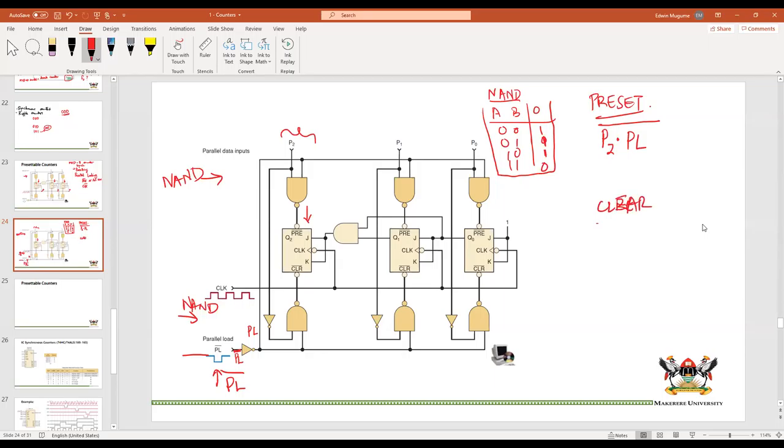And if we want to clear, we have another NAND gate now moving into here. In this case, it will be P2, but P2 has been inverted. And once again, PL. Okay, so that is PL.